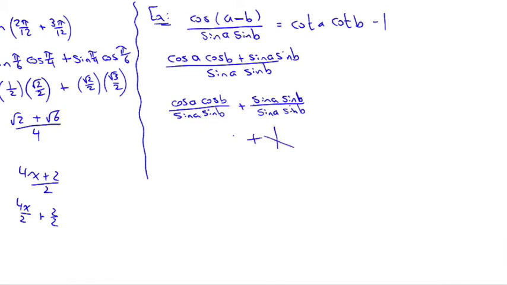Well, I can separate these also because it's multiplication. What's cosine of A over sine of A? Cotangent. So that would be cotangent of A. And cosine B over sine B is cotangent of B, which is the other side. Except for one problem. You have a plus. Maybe my notes are wrong.